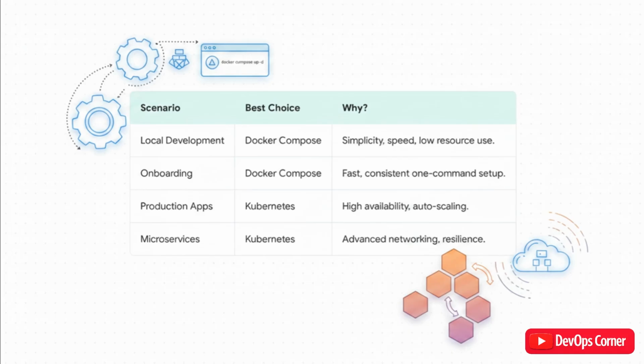But when you're running a production web application that absolutely needs to be up 24/7, that's Kubernetes territory for its high availability, auto-scaling, and self-healing. And managing a complex web of microservices at scale? Again, that's Kubernetes for its advanced networking and service discovery.